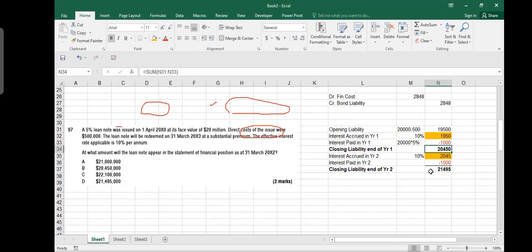Now, what is the redemption value? We do not know. And that's why we do not continue the table, because it said that the loan note will be redeemed on 31st March at a substantial premium. Now, how much is a substantial premium? How much are we going to pay? We don't know. They only asked how much the loan note will be. What amount will the loan note appear at in the balance sheet at 31st March 2002, which means end of year 2, and our answer is 21,495. Option D is the answer. It was quite a simple question.